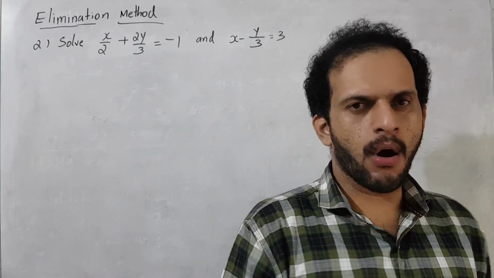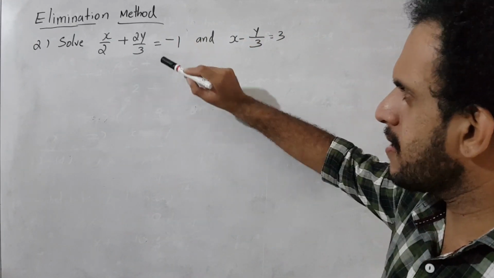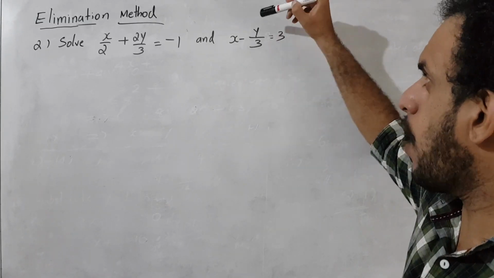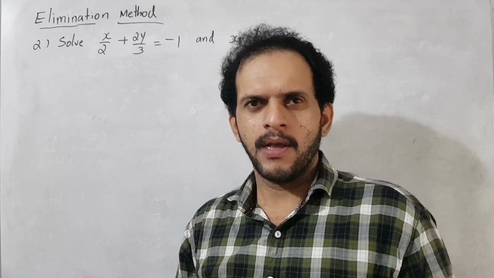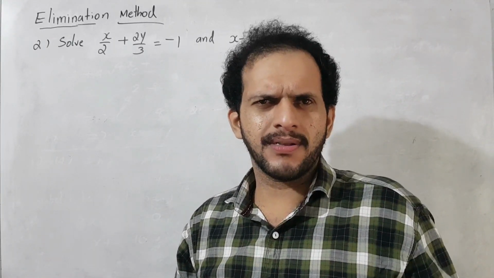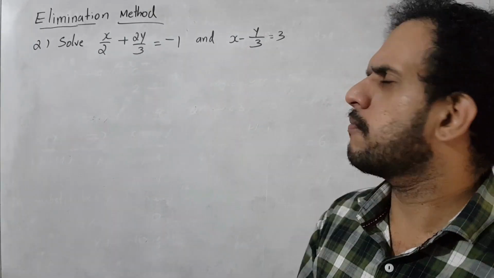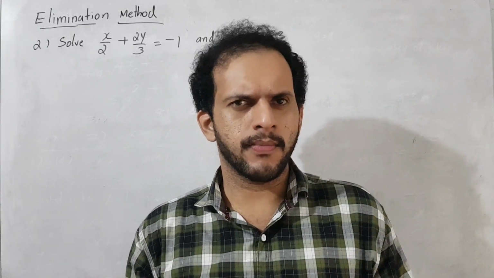The question is: solve x by 2 plus 2y by 3 is equal to minus 1 and x minus y by 3 is equal to 3. Okay, then what is the difference between the previous questions and this one? Here, the coefficients of the variables are in the form of fractions. Correct, the coefficients are in the form of fractions.